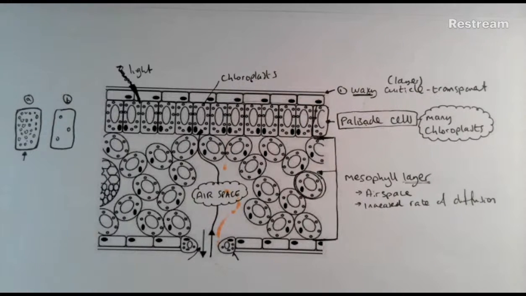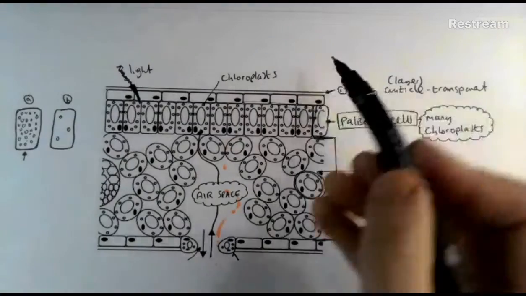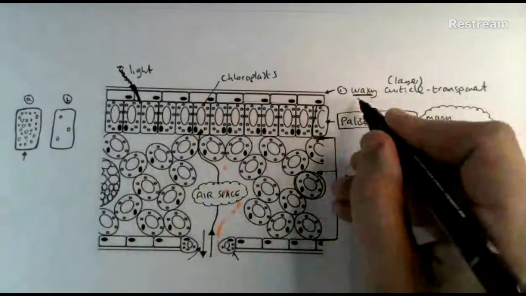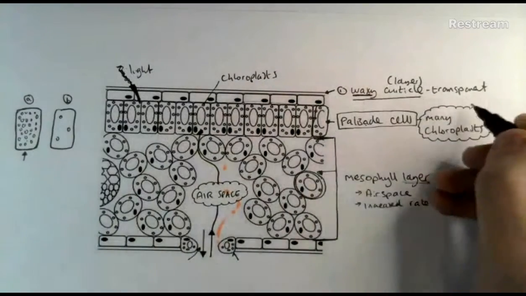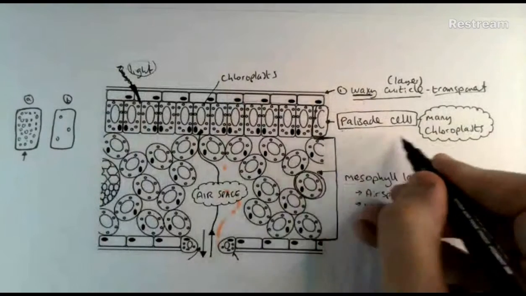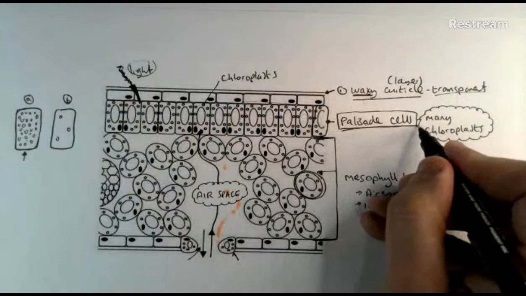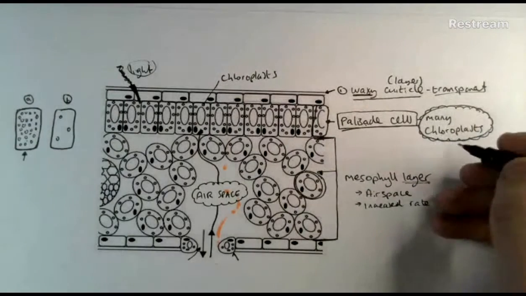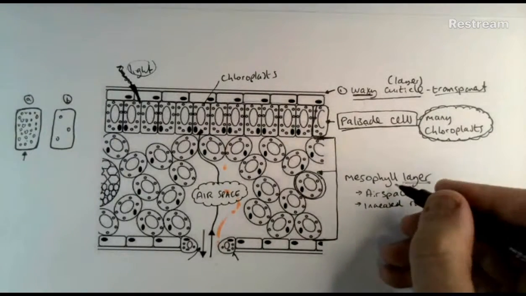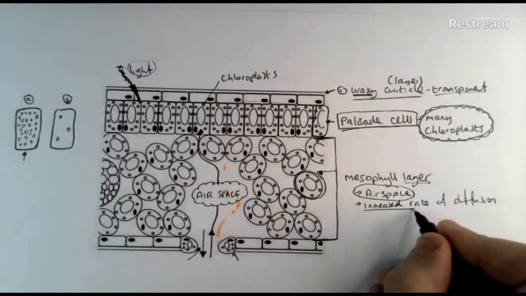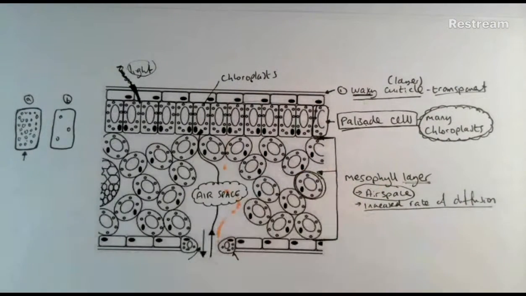Okay, so that's the top bit, which is the waxy cuticle, which is transparent to allow light through. Remember the structure and the function: palisade cells have many chloroplasts to increase the rate of photosynthesis. You've got the mesophyll layer, which has an airspace, which allows for an increased rate of diffusion of gases, which we'll come back to later.